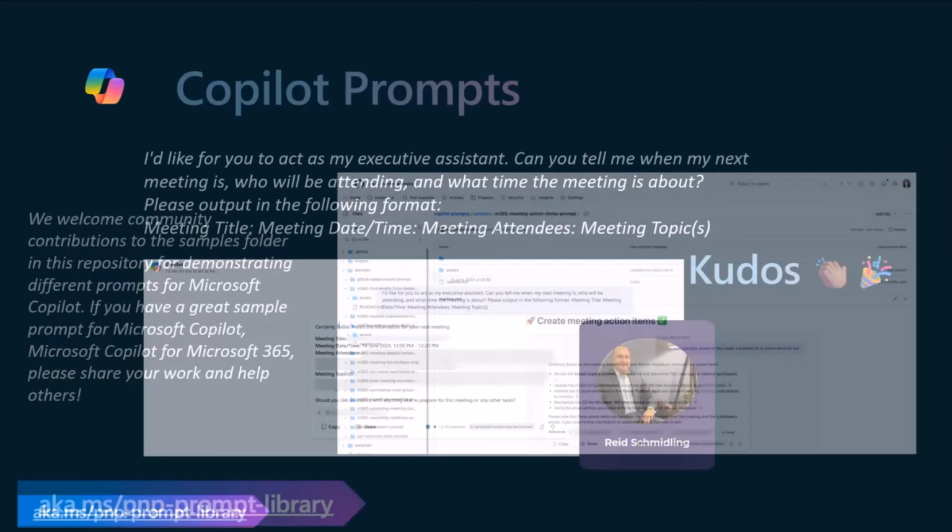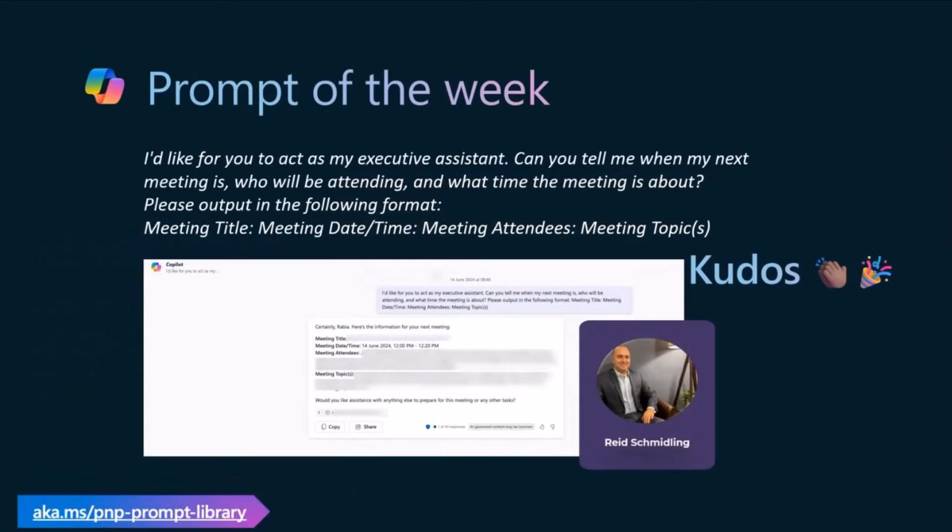And I think the prompt of the week, actually last week, we need to adjust the timings a bit here, was from Reed Smitling. The prompt was, I'd like for you to act as my executive assistant. Can you tell me what my next meeting is, who will be attending, and what the meeting is all about? Please output in the following format, and it will give you the results as a summary. Of course, you could go to your calendar, but you could elaborate that a bit, and for example get the information on the next meeting which is relevant based on other emails and documents and all of that within Microsoft 365. So all of these are really great examples of how Copilot can be used. Thank you, Reed, for that contribution.